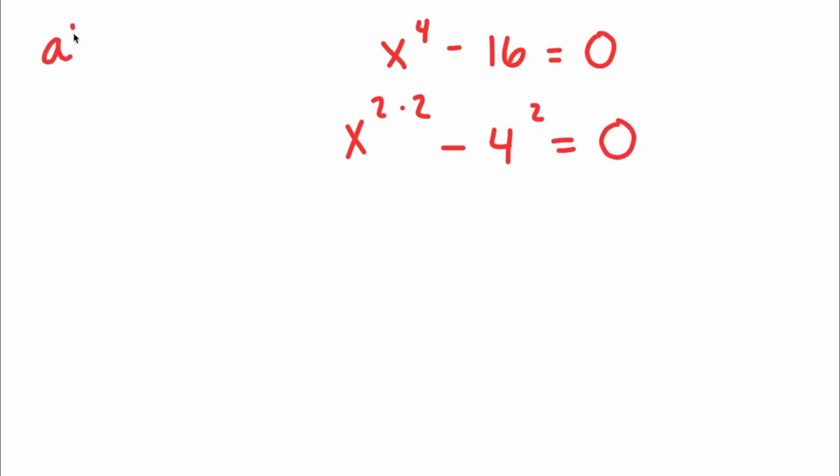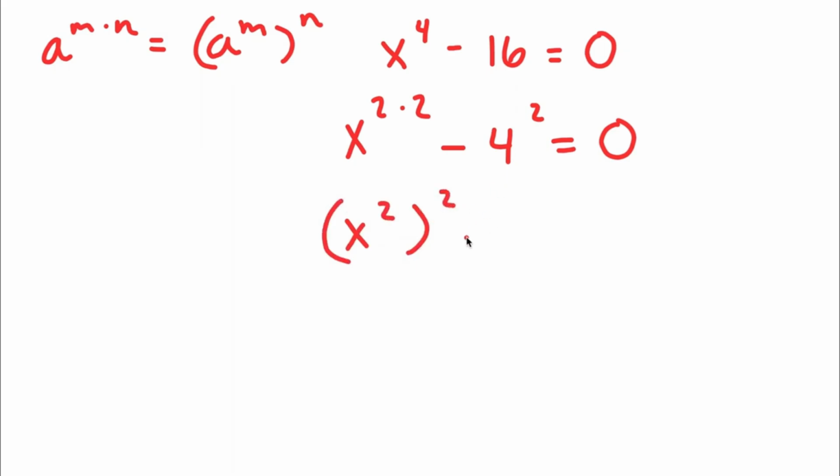Now, if I have something in the form a to the power of m times n, this is the same thing as a to the power of m to the power of n. So x to the power of 2 times 2, that's going to equal x to the power of 2 to the power of 2. And I have this minus 4 to the power of 2 is equal to 0.